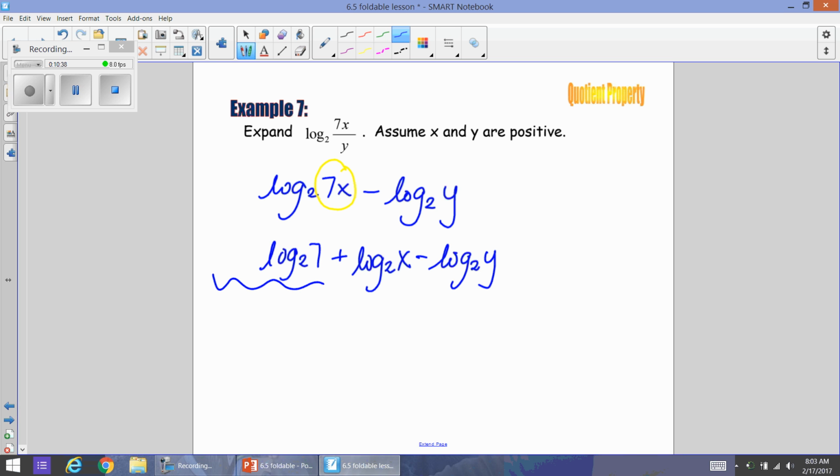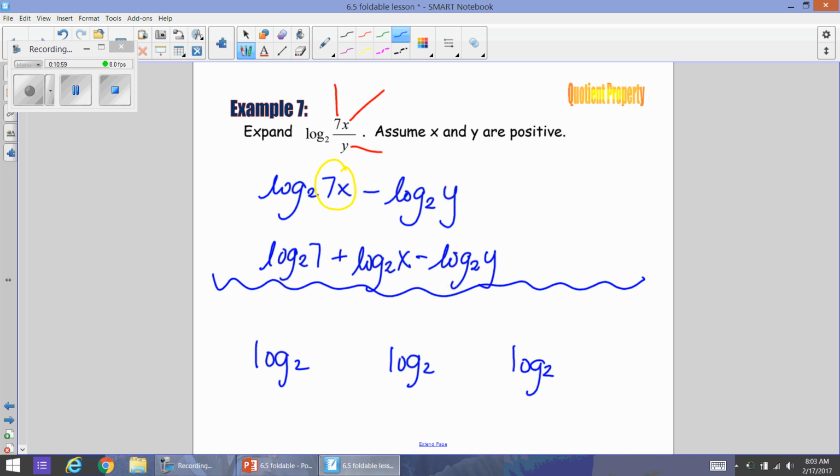The other way we can do this, and I do this way, is literally count them. A 7, an x, and a y. How many things do I have? I have 3. That is how many logs I have. Okay? I counted 7, x, and y. That was 3 things. That means there's going to be 3 logs. Now, go with what you know.